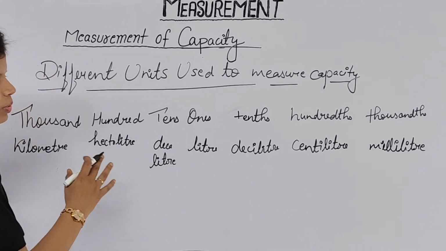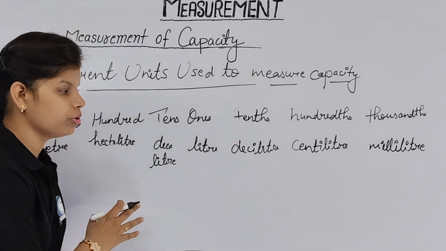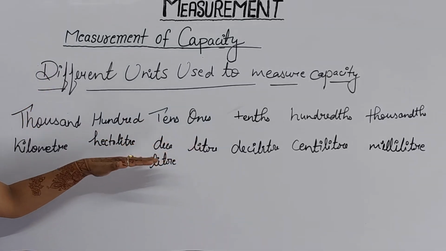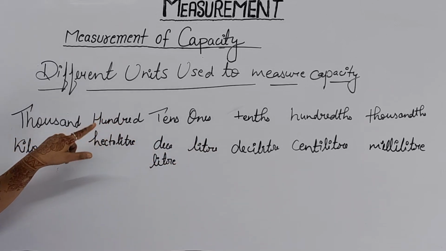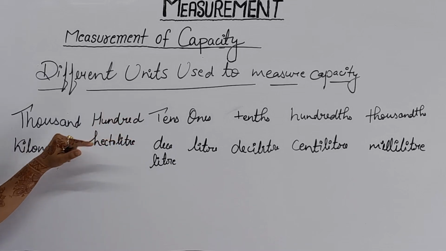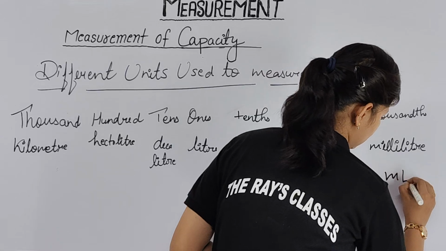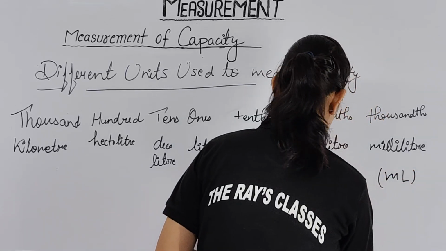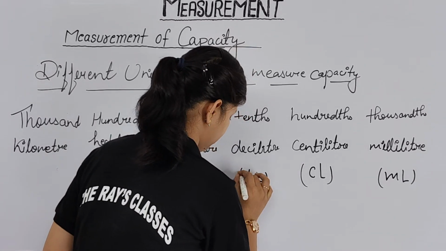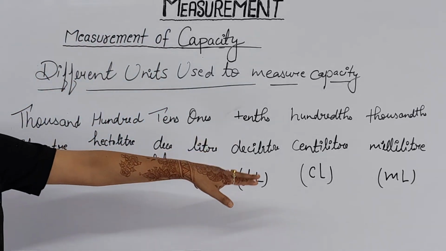Clear? Now next we are going to represent this in short form. Let's have a quick recap. Milli, centi, deci, liter, deca, hecto, kilo, liter. What are we going to write? First milli can be written as ml, cl, dl, l. Clear, no? Please recall with me.